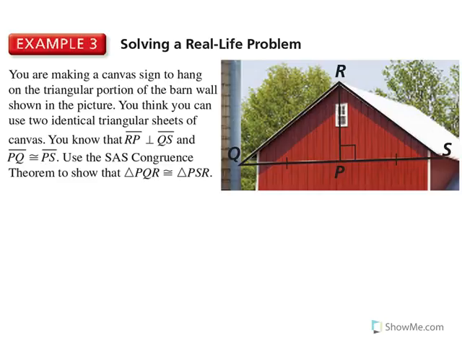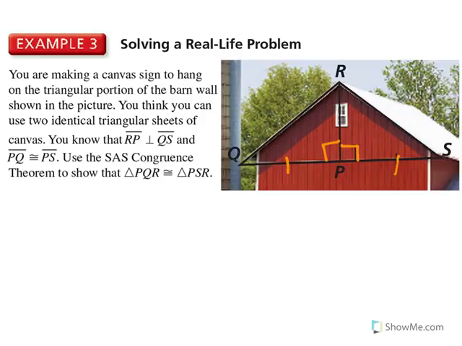In this last problem, we know that RP is perpendicular to QS. Perpendicular means they intersect at right angles. Right now they already have this right angle marked for us. We could do the same thing on the other side, that's a right angle. And we know that PQ is congruent with PS. That's why it has these tick marks on here.